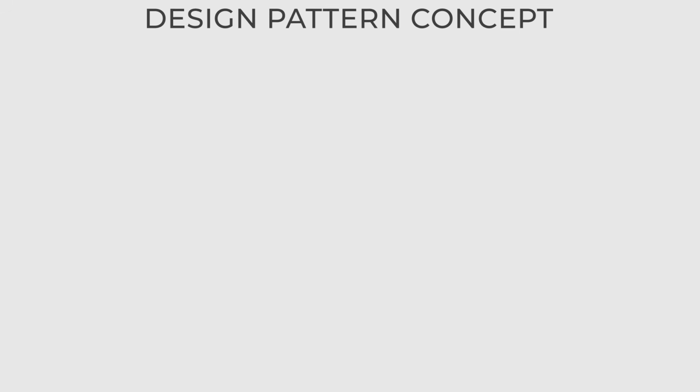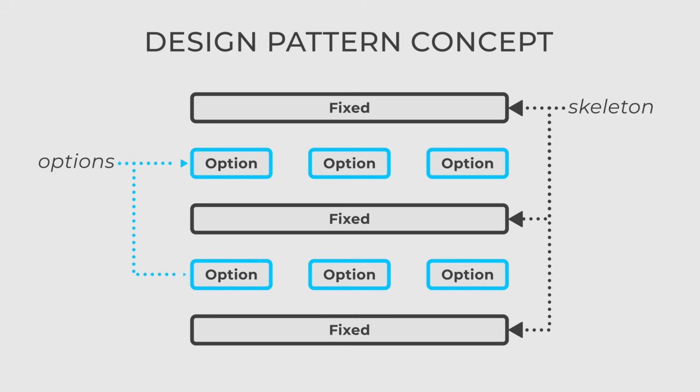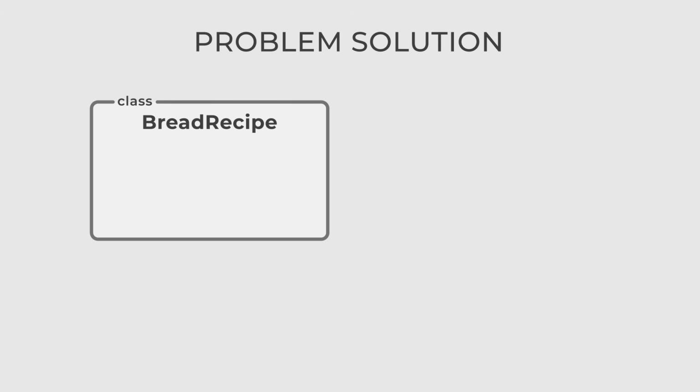The template method is a behavioral design pattern that defines the skeleton of an algorithm in a base class, while allowing subclasses to provide specific implementations for certain steps without changing the algorithm structure. It promotes code reuse and enforces a consistent structure for closely related algorithms. To implement this in your application, you create a base class called bread recipe that outlines the steps to bake bread.